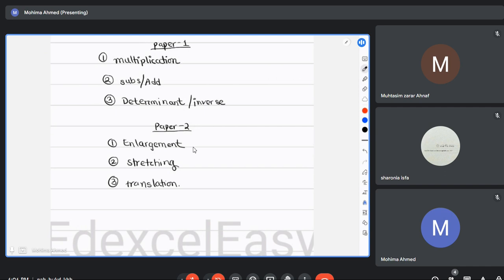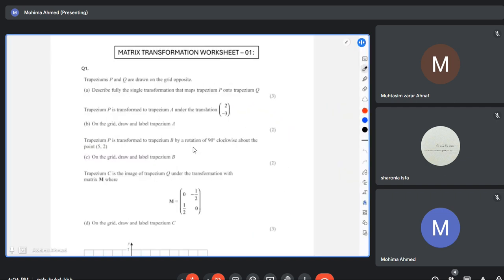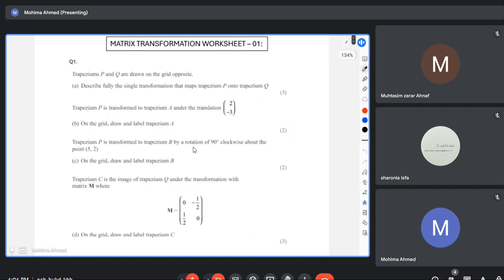Now, after this, we are going to start with the matrix worksheet. I've already provided you with the PDF in your groups, and we are going to solve that today. We're only solving paper two matrix, that is enlargement, stretching, translation in today's class. So this is the final paper, and we're starting from this question.